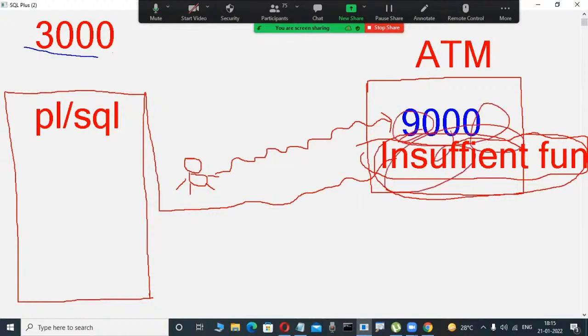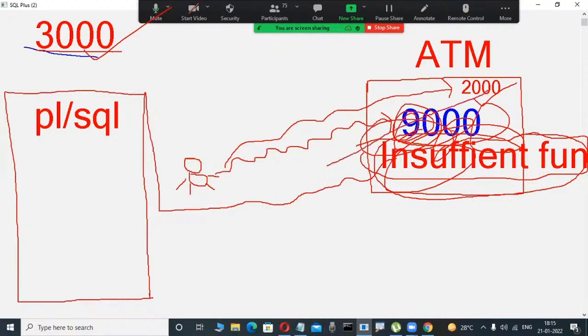Again, another scenario. For example, my balance is 3,000. Suppose I insert the ATM card and try to withdraw 2,000 rupees. Now it is possible. Why? Because my balance is 3,000, and 2,000 is less than 3,000. That's why this retrieval is possible. We are withdrawing the money, 2,000 is possible in this example.